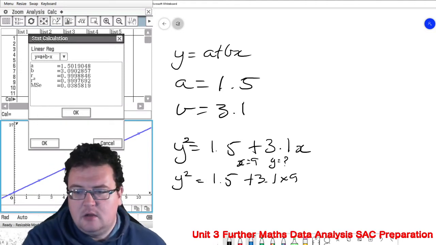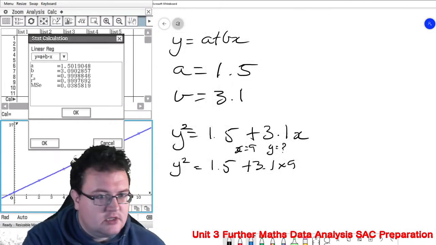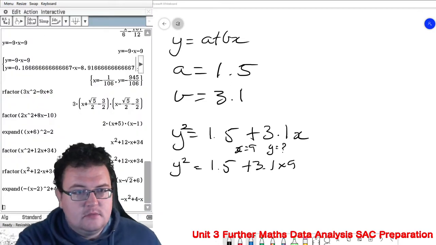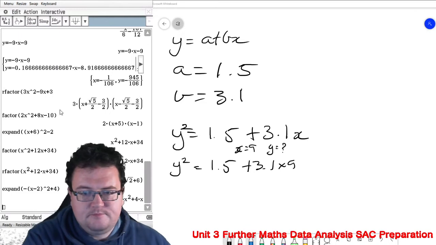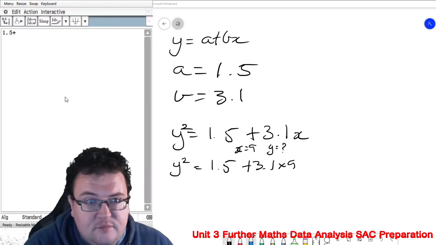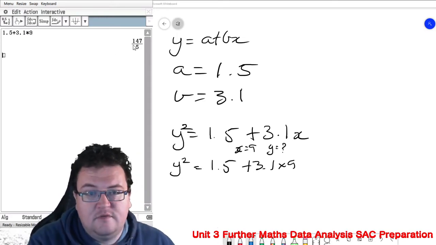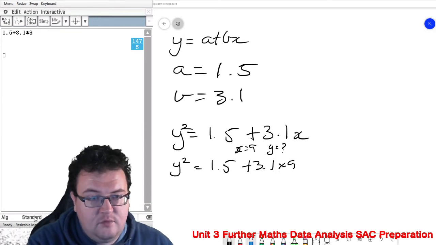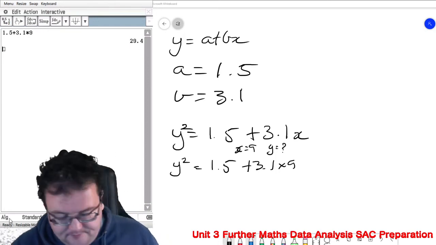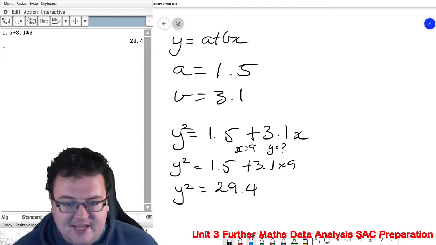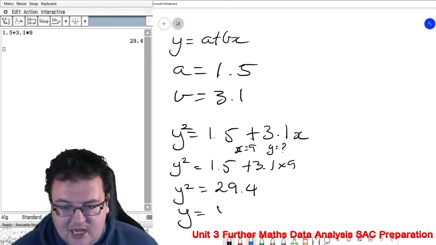From here, I'm going to need to go back over to my CAS, because let's face it, it's going to be quicker than doing it in my head. 1.5 plus 3.1 times 9 is 147 over 5. We'll change that to a decimal: 29.4. So we have y squared equals 29.4. That means y is going to be equal to the square root of 29.4.